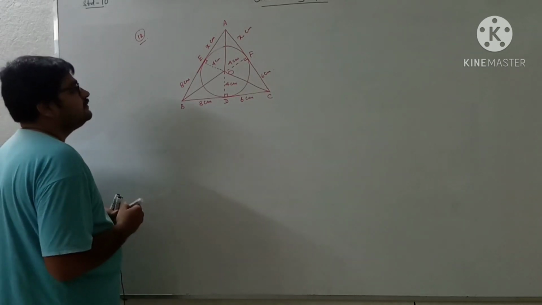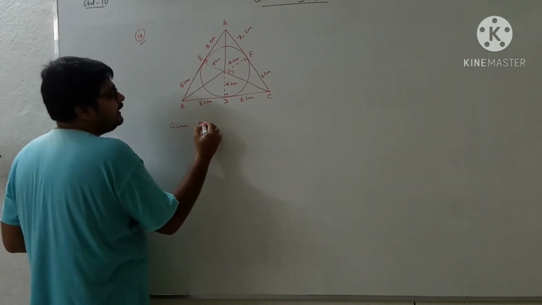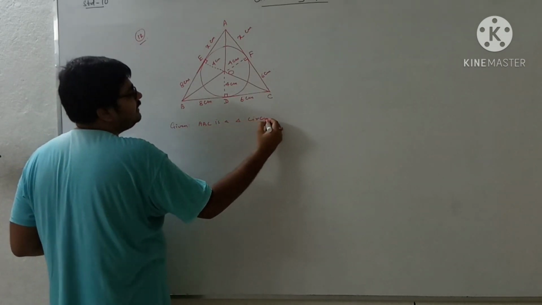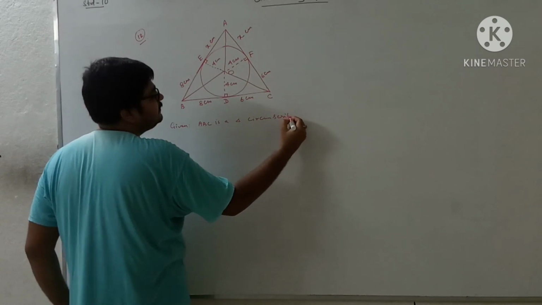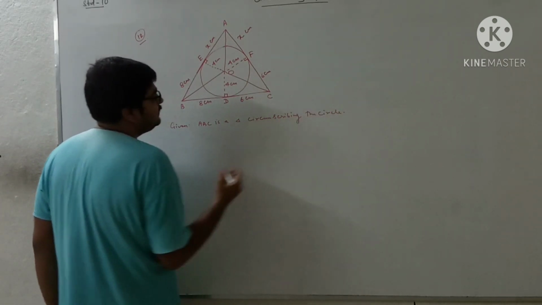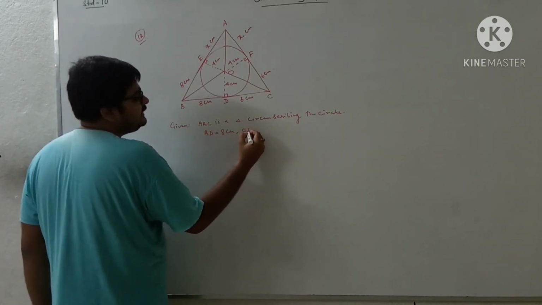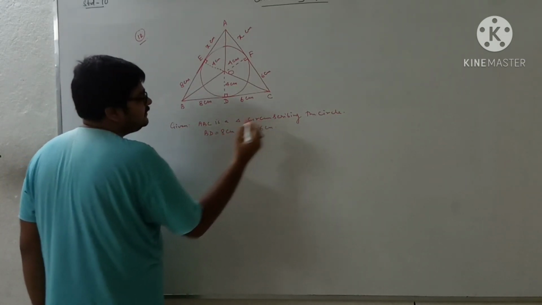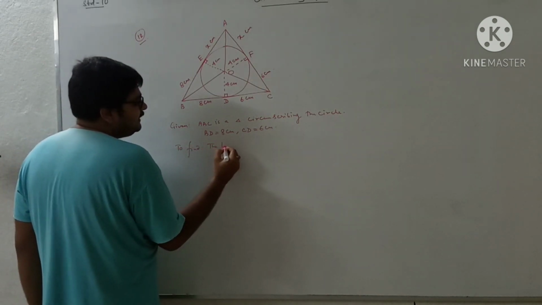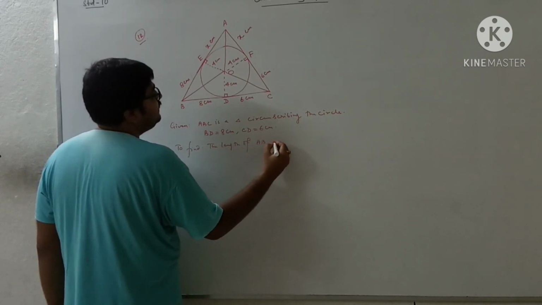So given ABC is a triangle circumscribing the circle, BD equal to 8 centimeter and CD equal to 6 centimeter. To find the length of AB and AC.